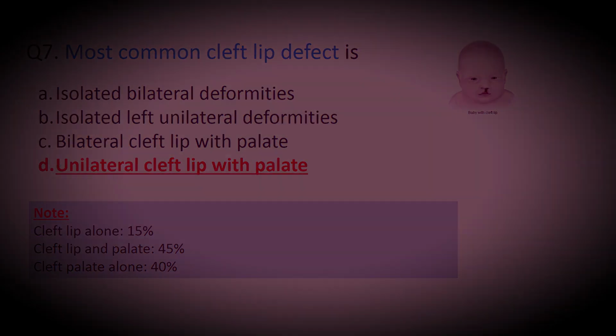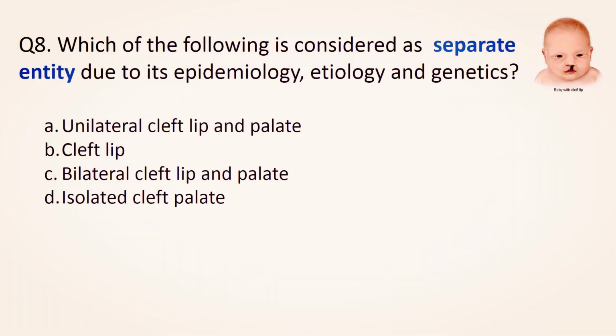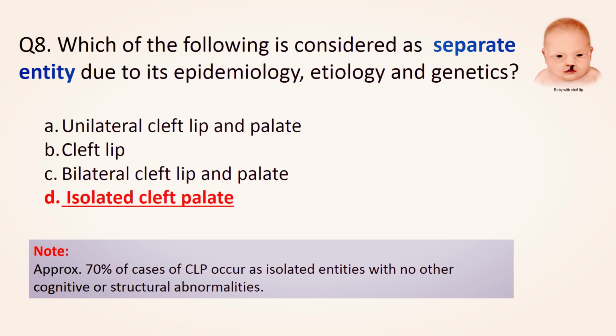Question number 8. Which of the following is considered as a separate entity due to its epidemiology, etiology, and genetics? A. Unilateral cleft lip and palate, B. Cleft lip, C. Bilateral cleft lip and palate, D. Isolated cleft palate. The correct answer is isolated cleft palate. Approximately 70% of cases of cleft lip and palate occur as isolated entities with no other apparent congenital or structural abnormalities.